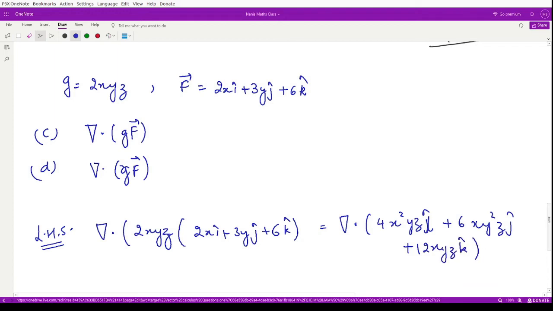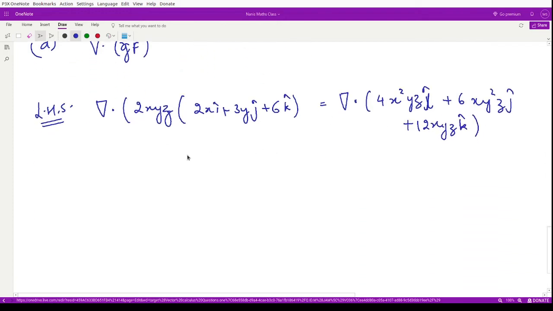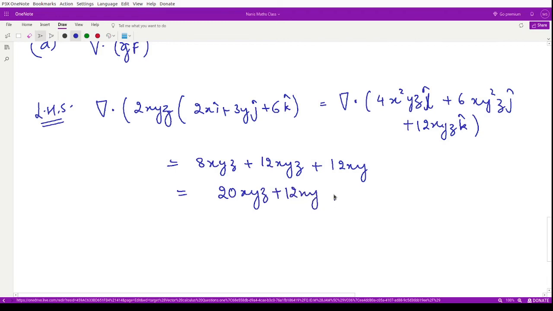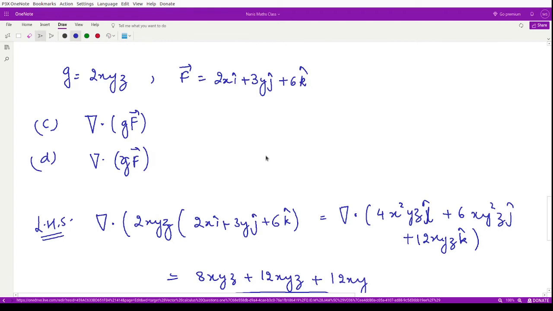Now when you take the del of this, the divergence of this vector, it would be equal to 8xyz plus 12xyz plus 12xy. So this is nothing but 20xyz plus 12xy. So this is the left hand side in both the cases for your option C and option D.